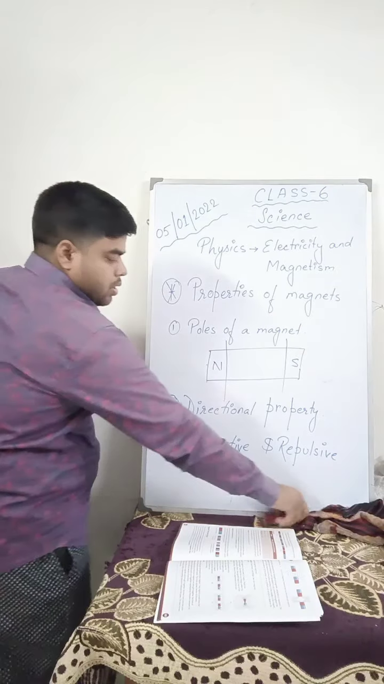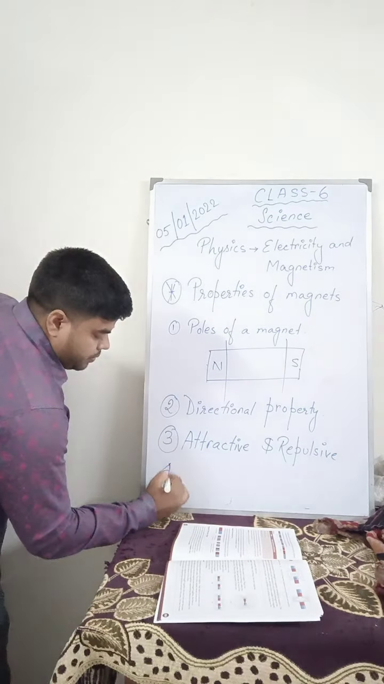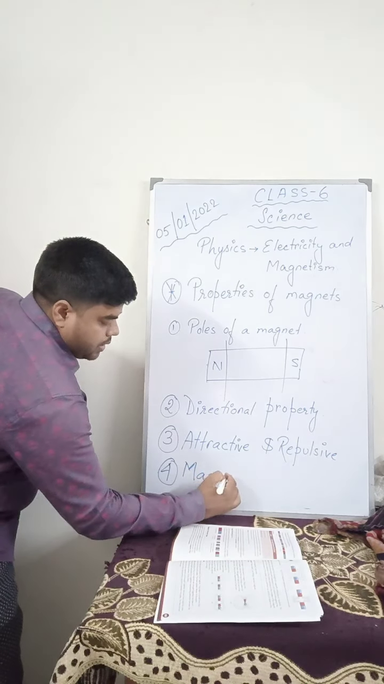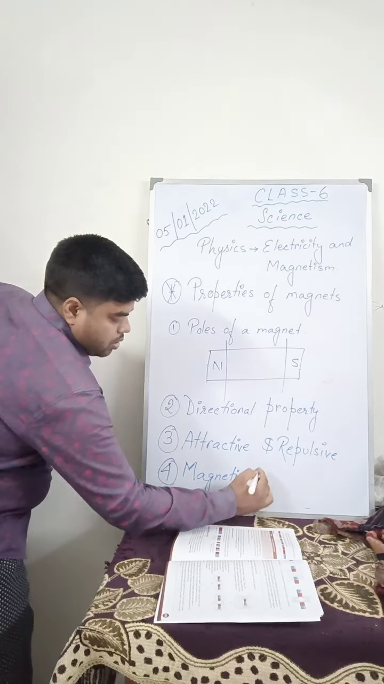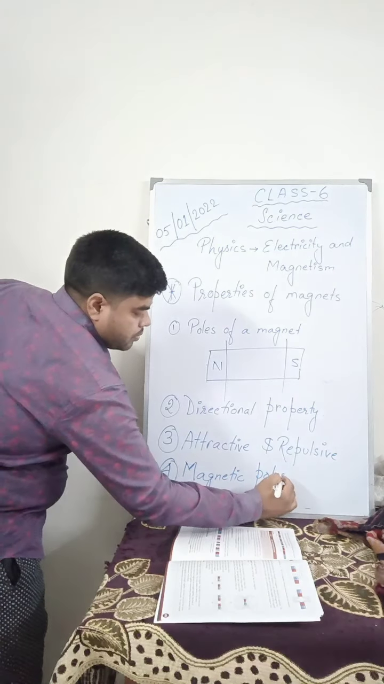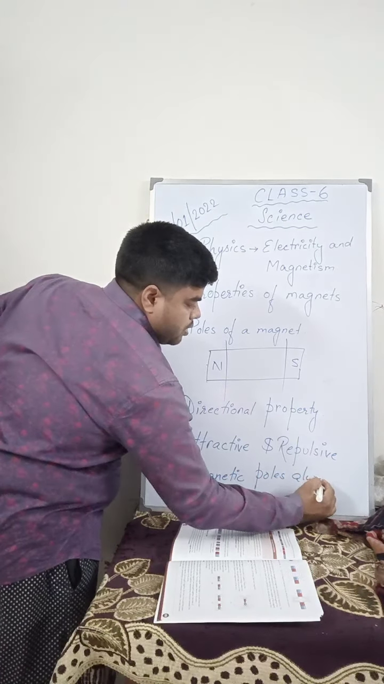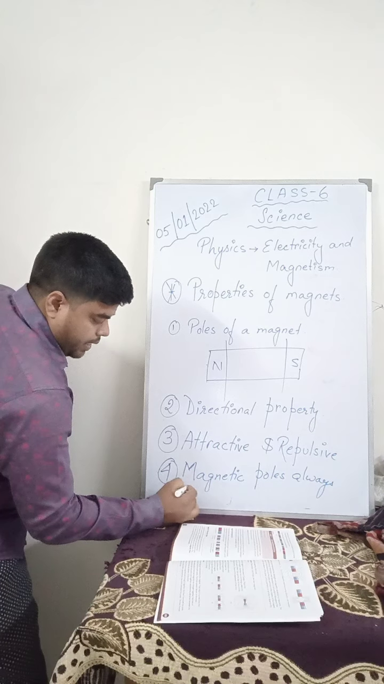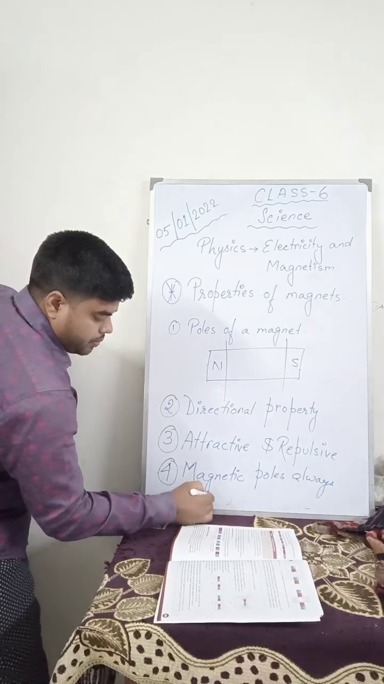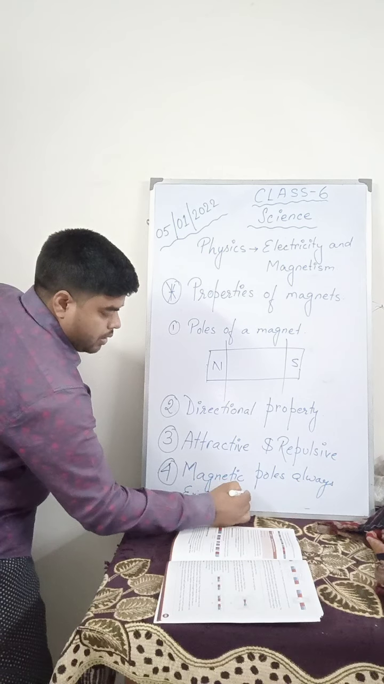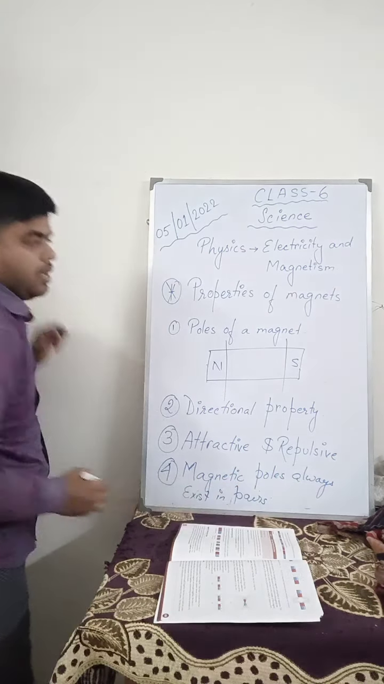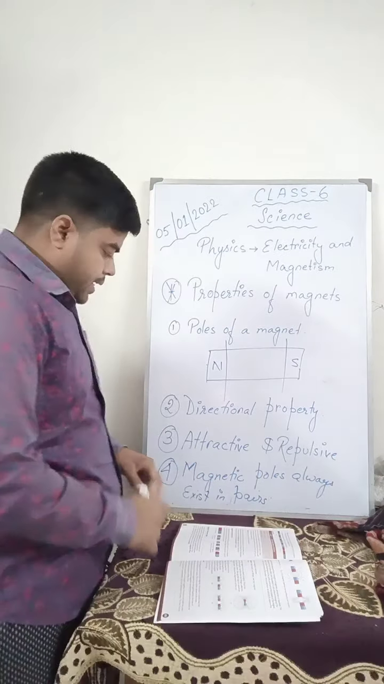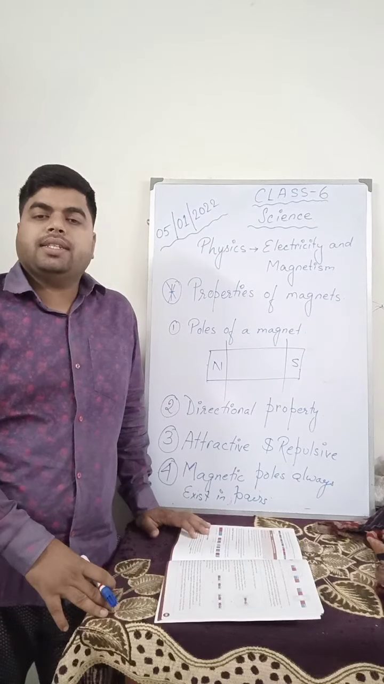The fourth property, that is, magnetic poles always exist in pairs. The fourth property is magnetic poles always exist in pairs.